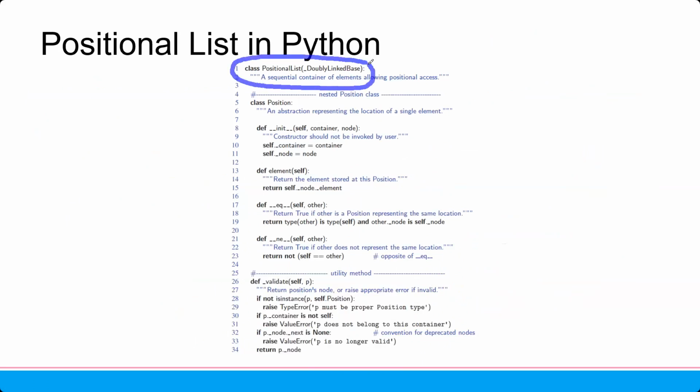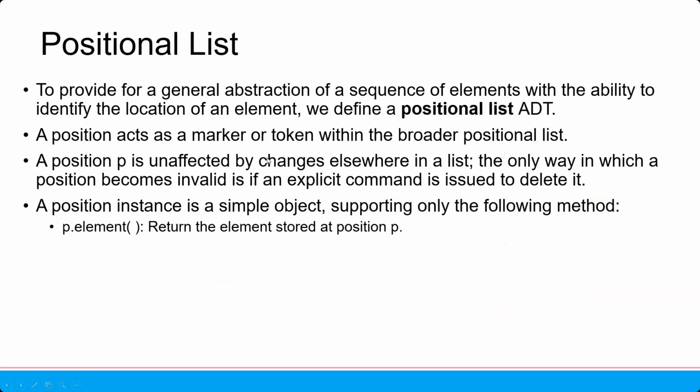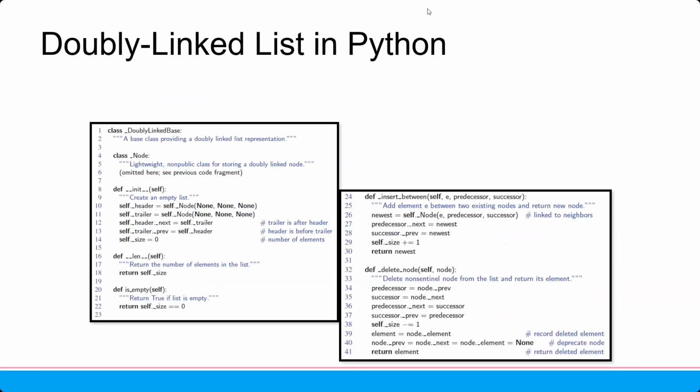The positional list is inherited from the doubly linked list. Okay, do you still remember? This is inheritance. If you understand object oriented programming, it will not be difficult to understand. Where is the doubly linked list? The doubly linked list is the one that we learned from here.